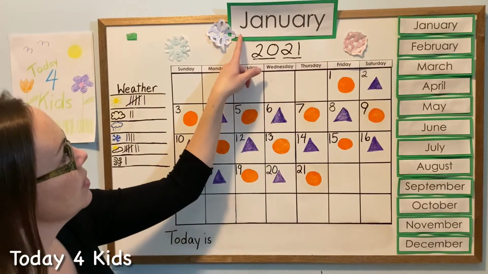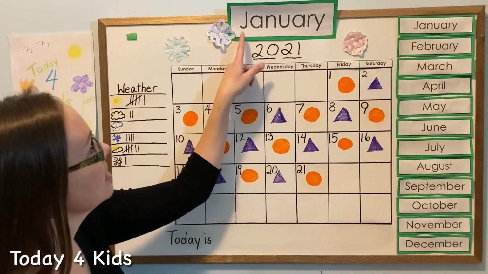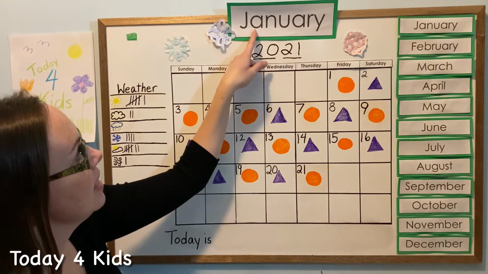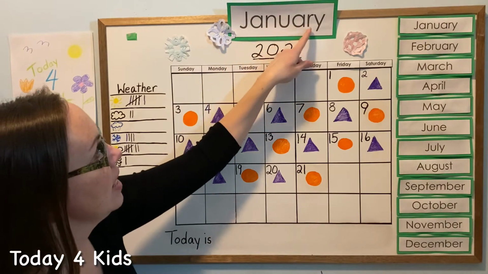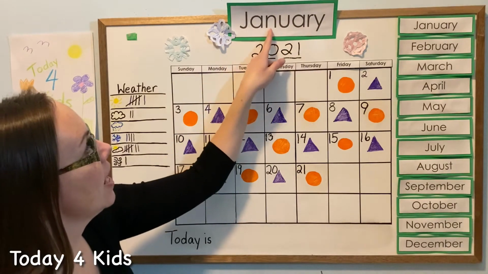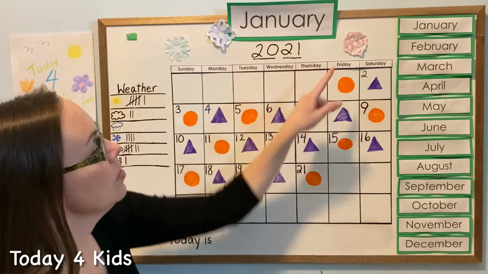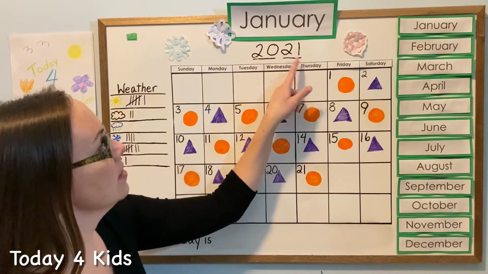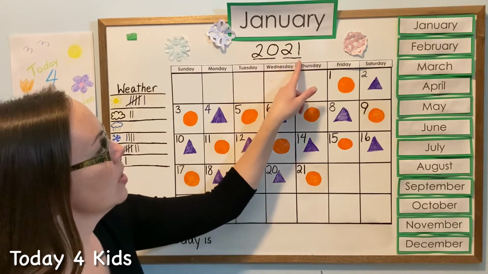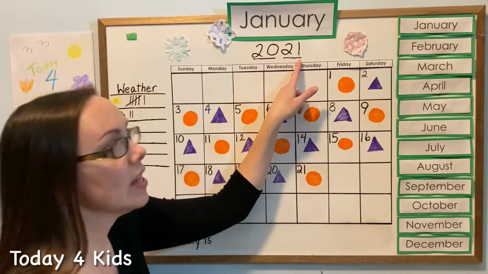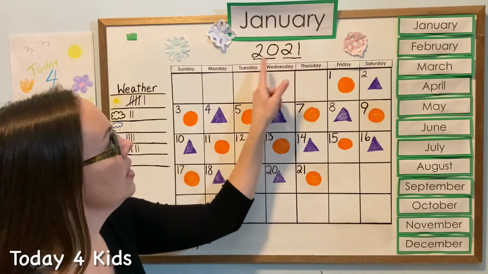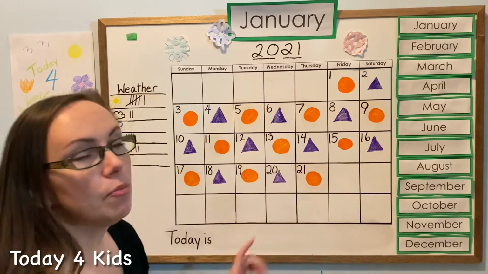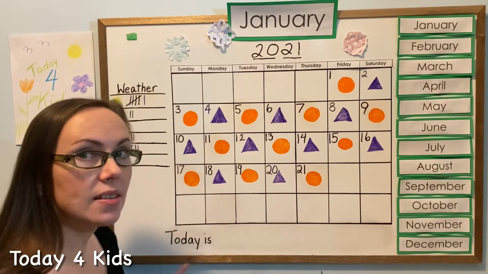So we have January over here, and let's spell it together. It's a capital J because it's the name of the month, and we spell it J-A-N-U-A-R-Y. January. And the year is 2021. Sometimes we say twenty twenty-one, or two thousand twenty-one. You can say it whichever way feels best for you.